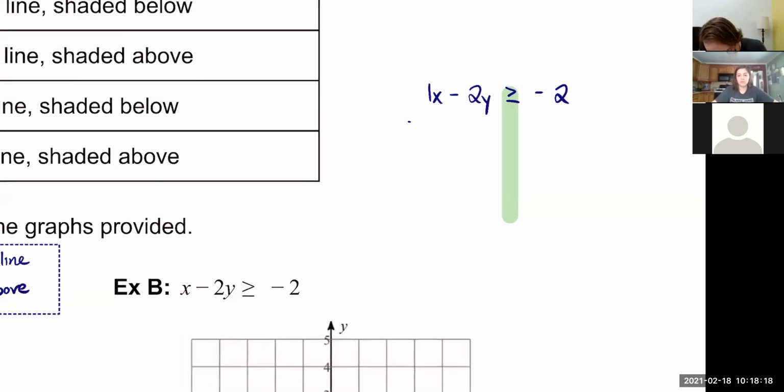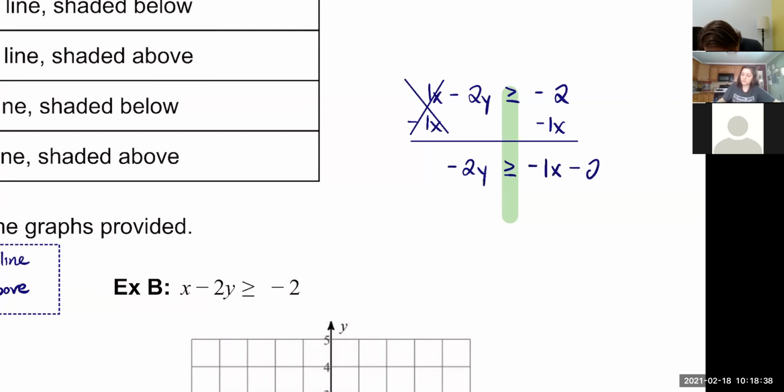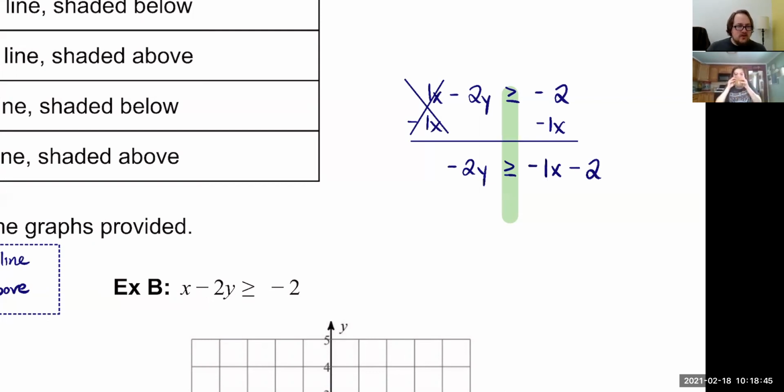So I'm going to subtract the 1x from both sides. On the left, the 1x take away 1x is gone, leaving me with negative 2y is greater than or equal to negative 1x minus 2. Remember, if they're not like terms, don't try to combine them. And I went ahead and led with the x term after the inequality sign, just because I'm trying to think slope-intercept form.